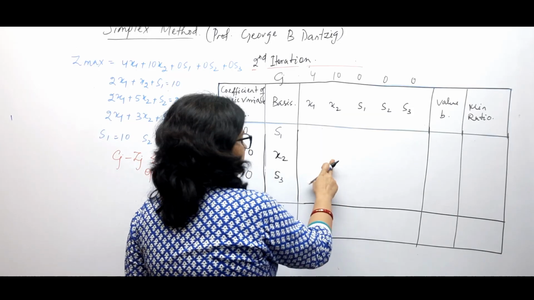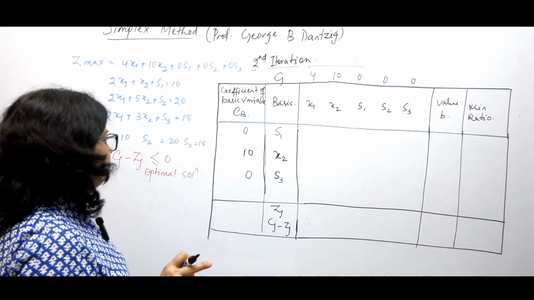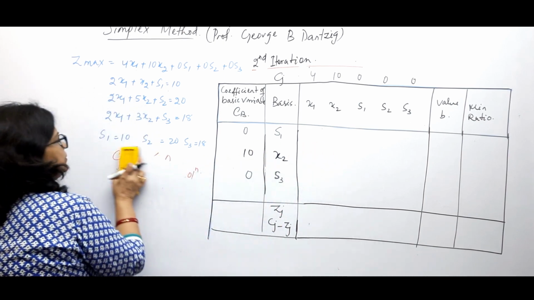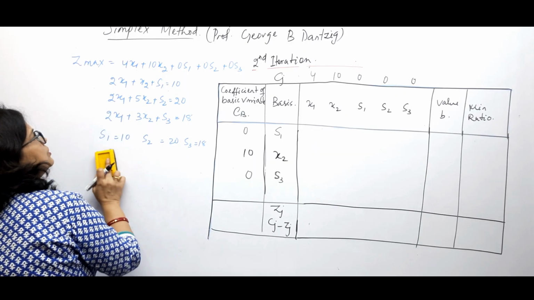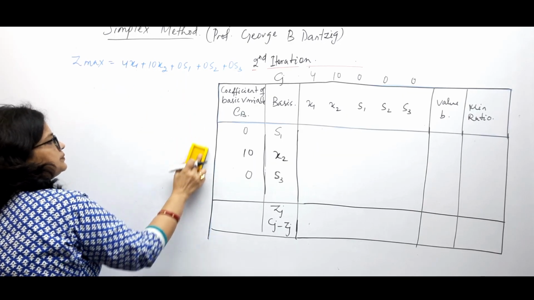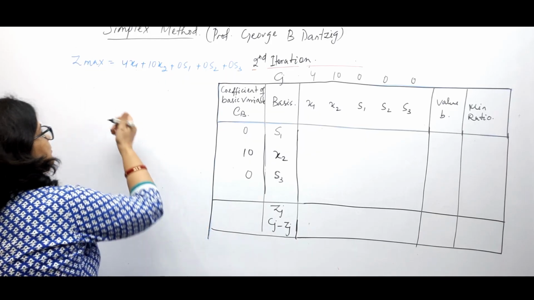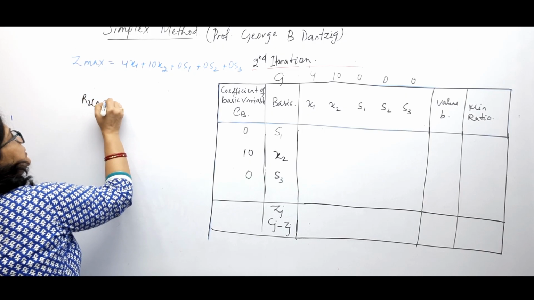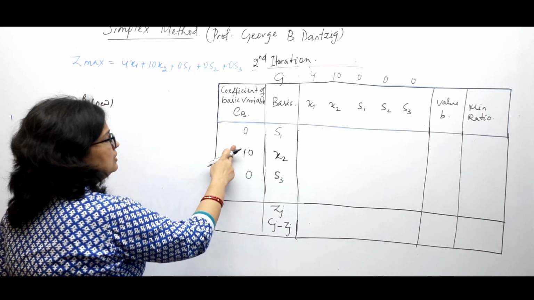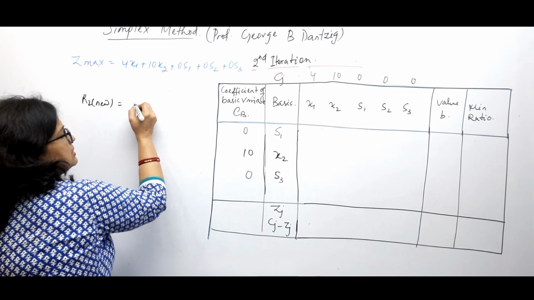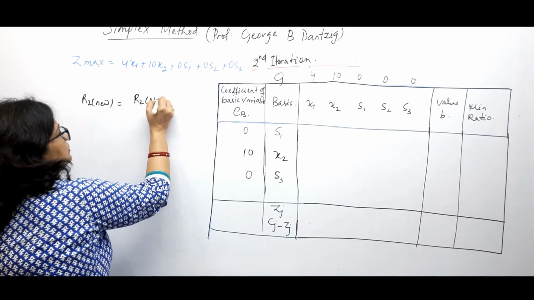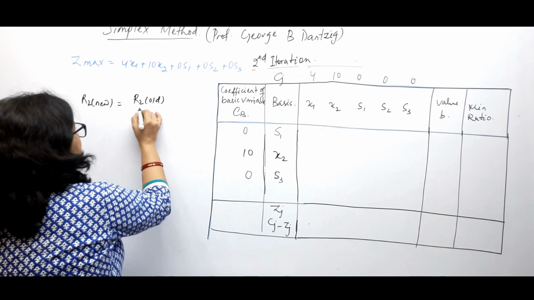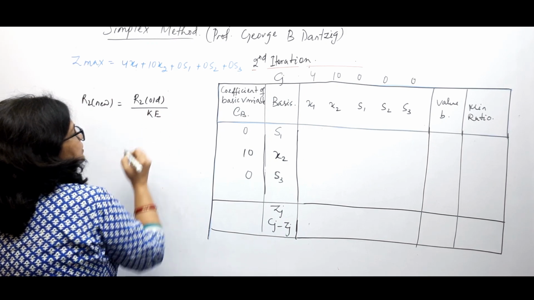So to make the key element 1, in our previous table, what we are having? That is in the second row. So what we need to do? That row operation we need to do. That is, this is our R2 new, for the new matrix, this is our new table. That is equal to R2 old, what we are having in our previous table, divided by the key element. As we know, our key element is 5.